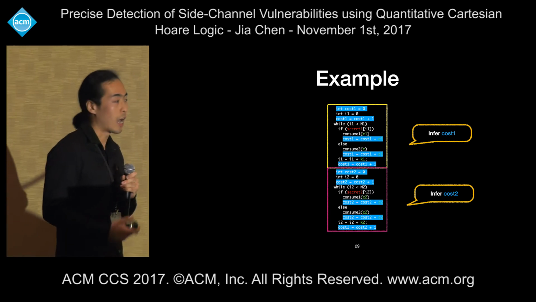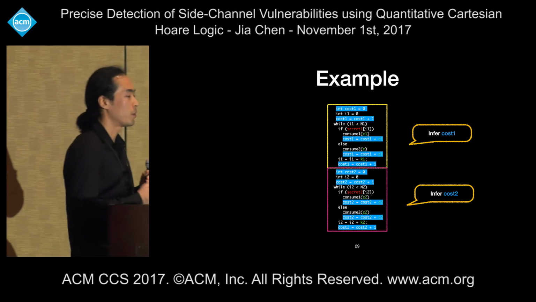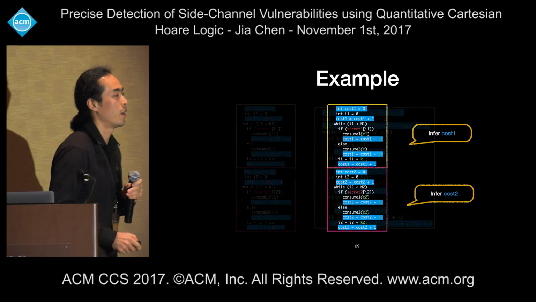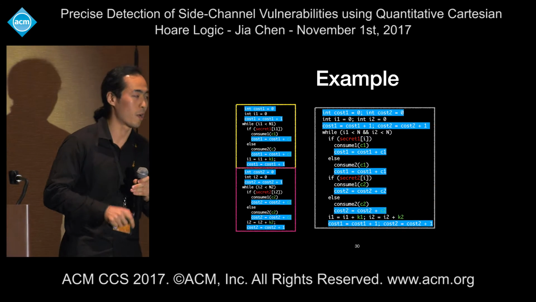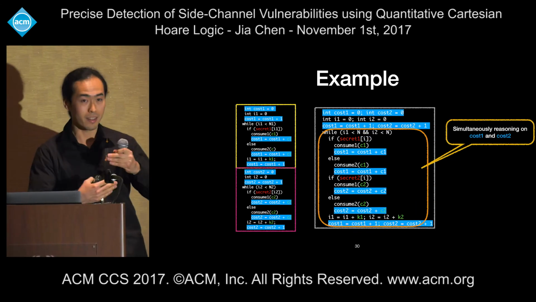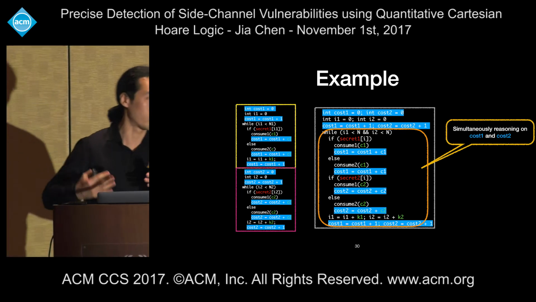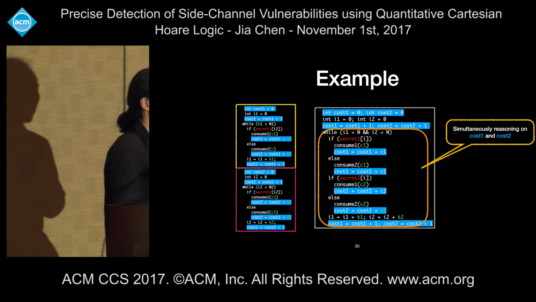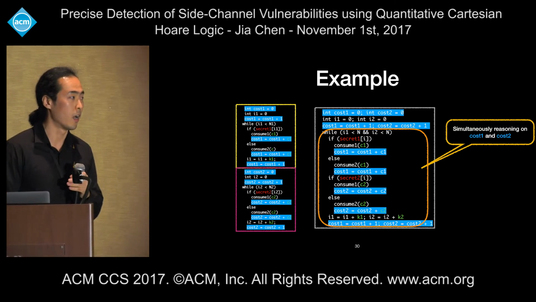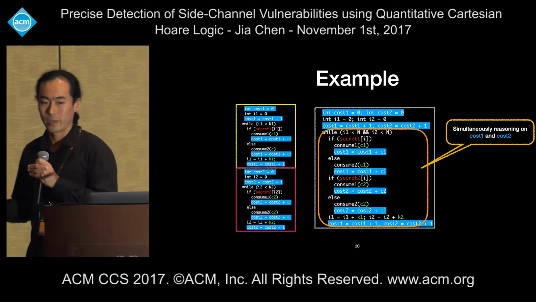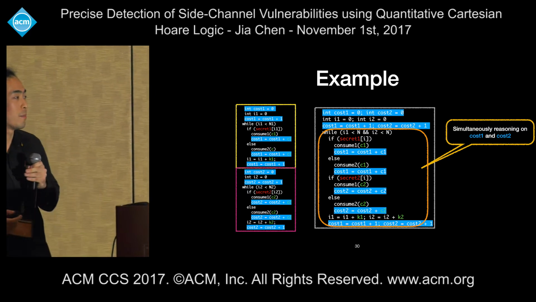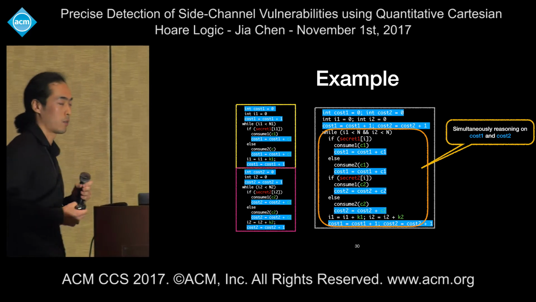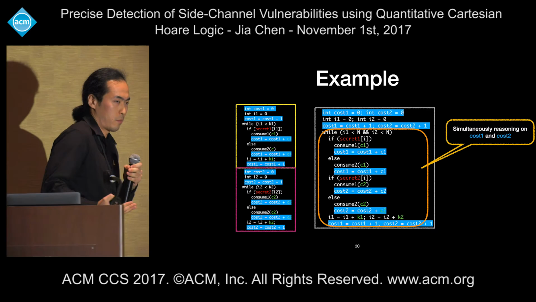Instead of doing this, our QCHL verifier would try to do the equivalent of merging those two programs in this way, where instead of concatenating the programs, the execution of those programs gets interleaved. In particular, the two loop bodies we see here are merged into one loop body, which means that we are able to simultaneously reason about cost 1 and cost 2 while analyzing this while loop. So what does this bring to us?